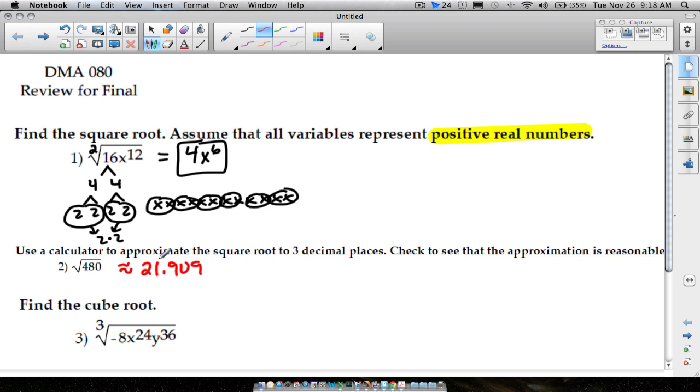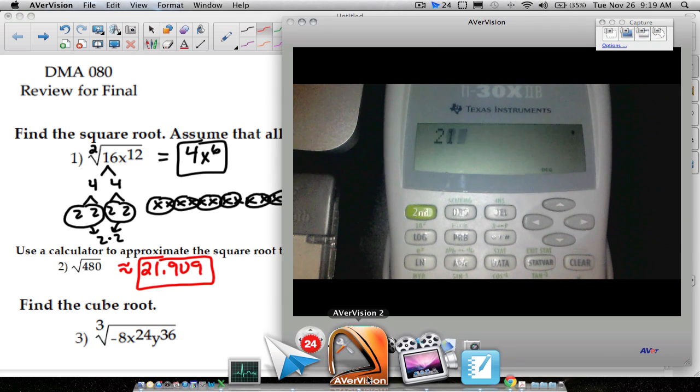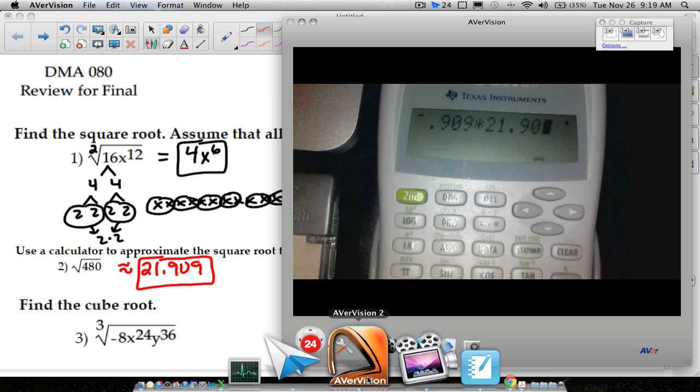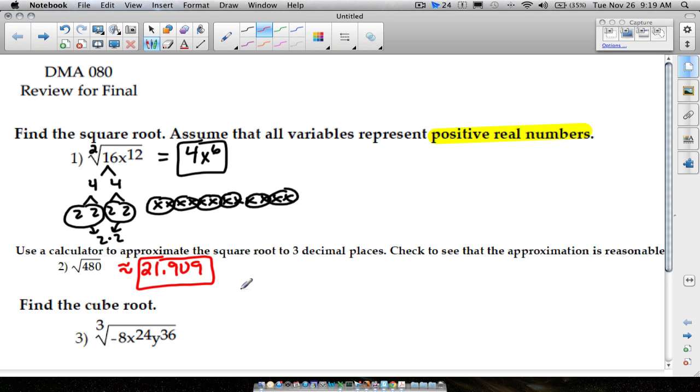And it does say check to see that the answer is reasonable. It's just a way of checking your work. If we go back to the calculator and do 21.909 times 21.909, if we take 21.909 and multiply it times itself, notice we get something that's pretty doggone close to 480. So that is a good approximation.